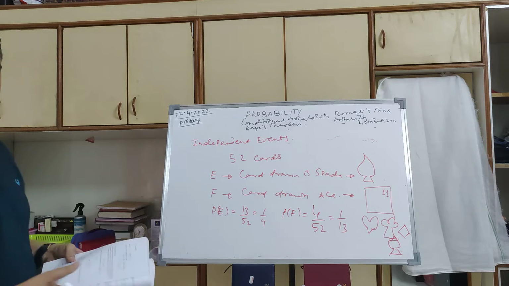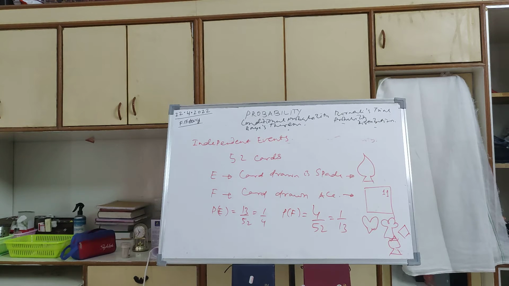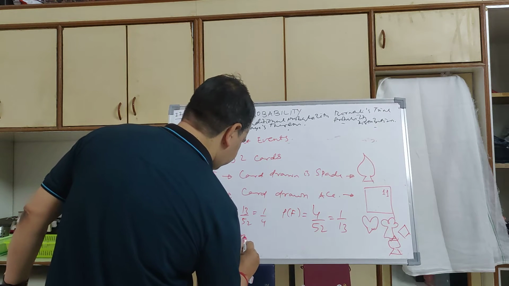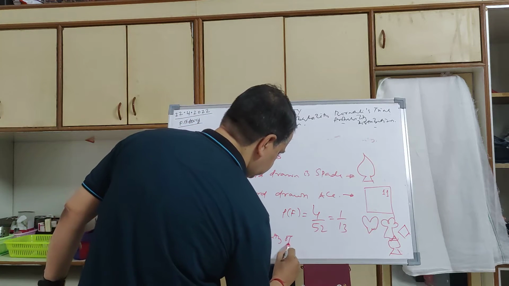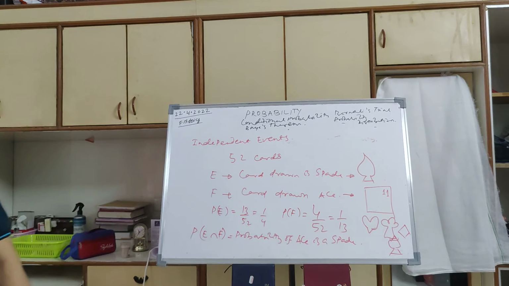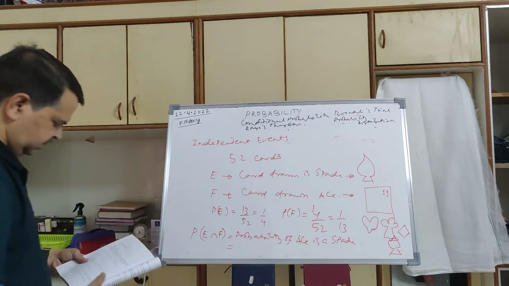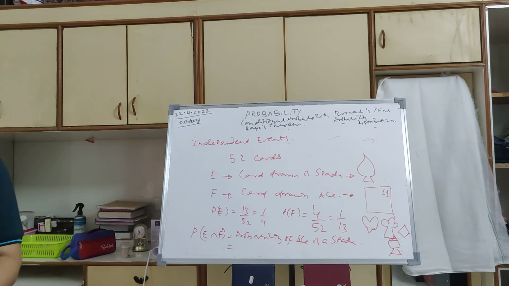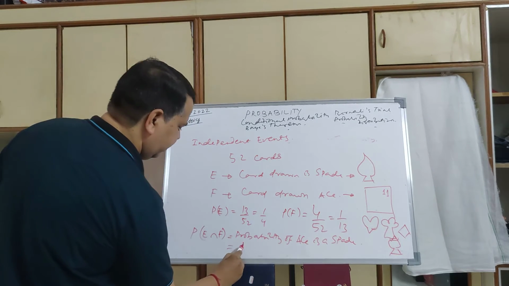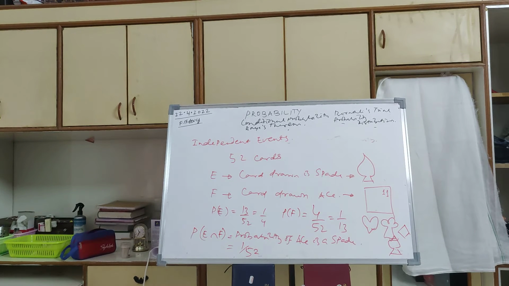Now we want to find the intersection. E and F means intersection. The E and F event is: the card drawn is the ace of spades. So probability of E intersection F is the probability that the ace is a spade. Earlier we had probability of E intersection F; how much is it? Only one outcome can happen, so that is 1 by 52, right?